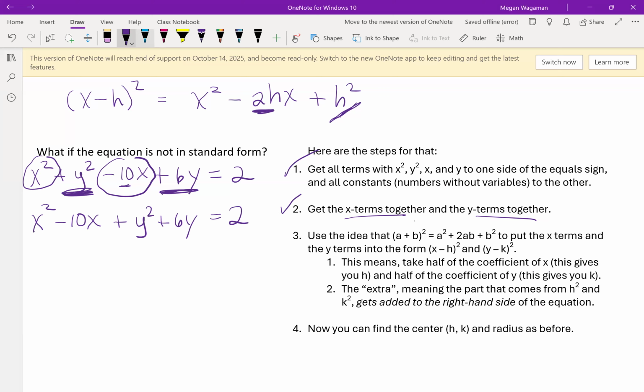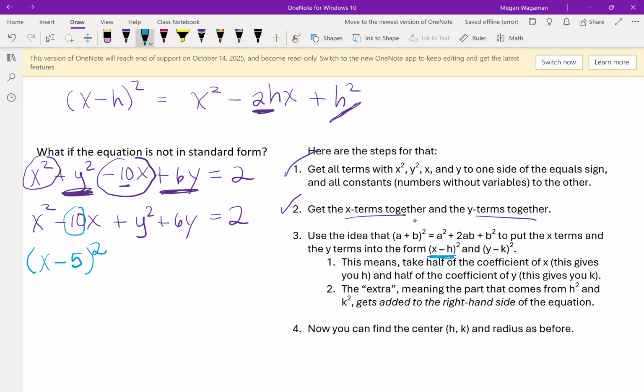Now we're getting to the little bit trickier part. We're going to use this idea that (a plus b) squared is a squared plus 2ab plus b squared, to get these forms that we need for standard form. So I know I want to have x plus or minus something squared. That something is going to be half of whatever's in front of my x. So here it's going to be a 5.